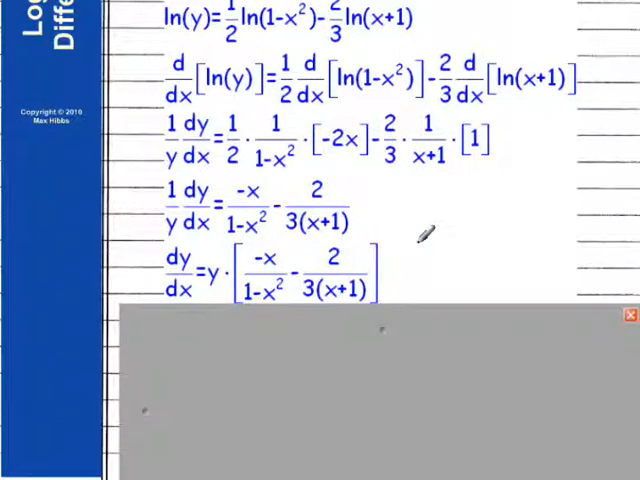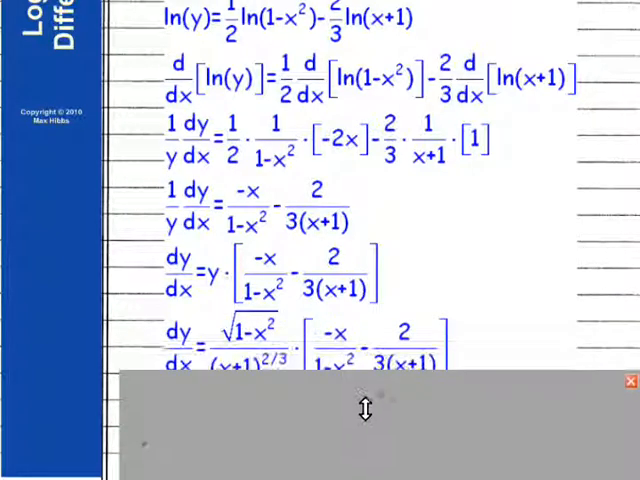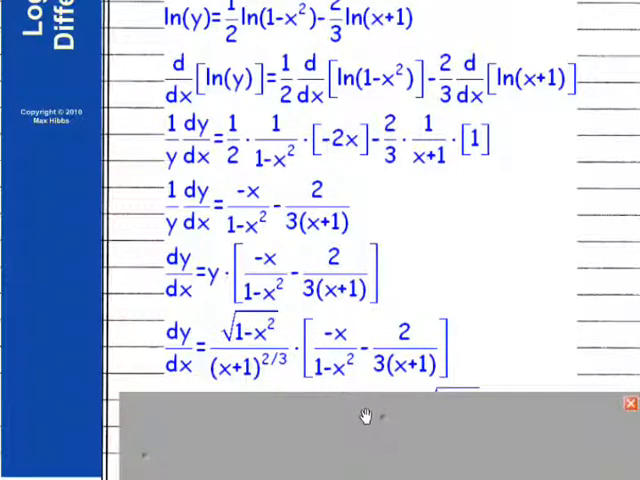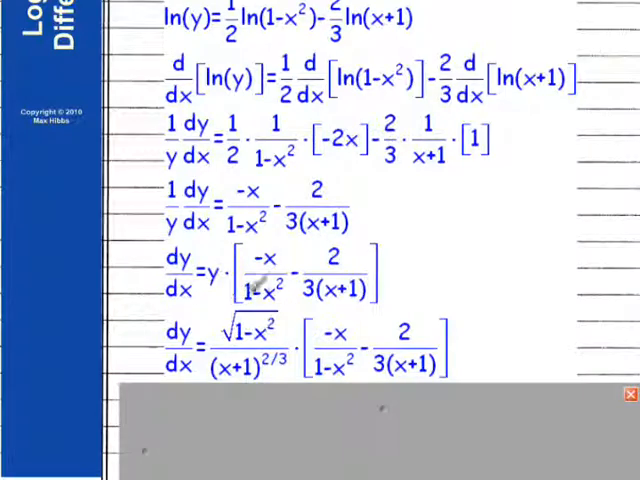Now remember, after we get to this step, we replace our original y. Remember, y was just our function, and it was that complicated, the square root of 1 minus x squared over, what was it, x plus 1 to the power 2/3. And so we're going to replace our y with this expression. So that's just y right there, our original y.